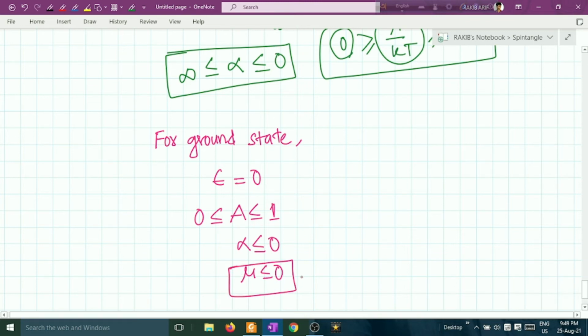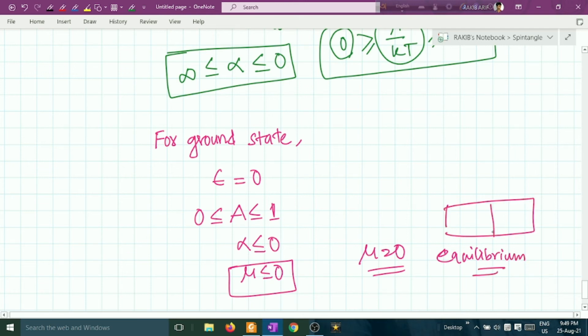Chemical potential mu will be 0 when the system is in equilibrium. Equilibrium means there is no transfer, the number of particles is not changing between these two systems. If particles are exchanging between two states, mu will not equal 0. In the static case, in equilibrium, the number of particles is fixed. In that particular system, mu has to be 0.